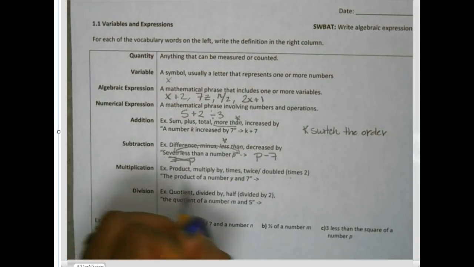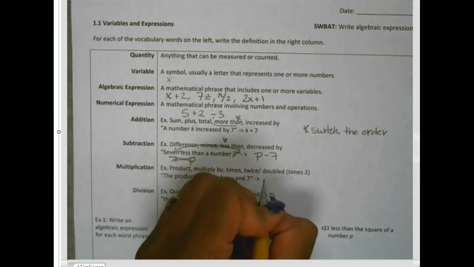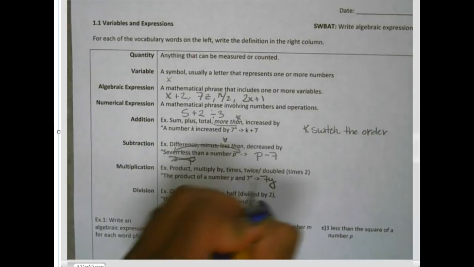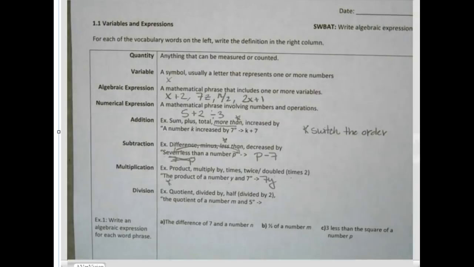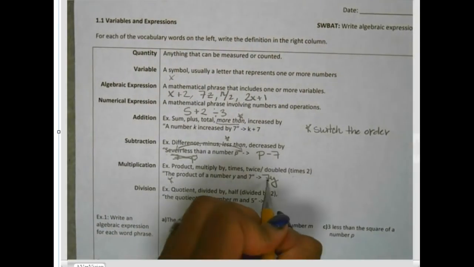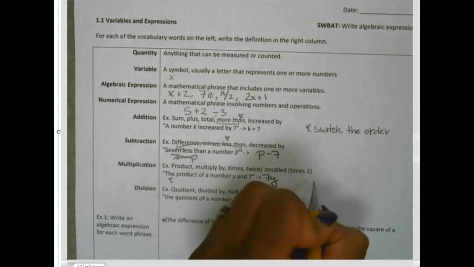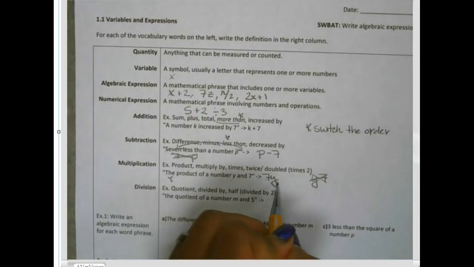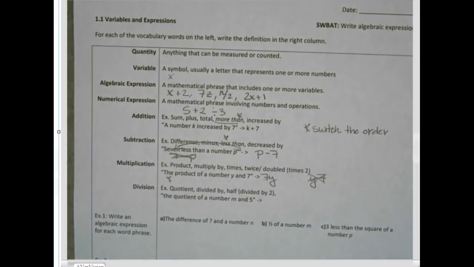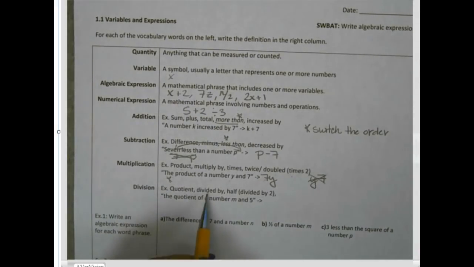So the product of a number y and 7 is going to be 7y. It's kind of a star thing where we're switching the order, kind of not, because we don't always need to switch the order. The main thing that I want you to do here is always put the number in front of the variable. I never ever want to see this y7. That's whack. 7y, perfect. Do that for me. And then division, quotient, divided by.